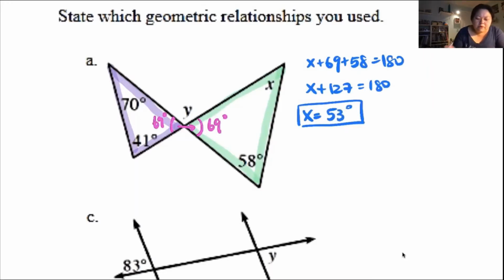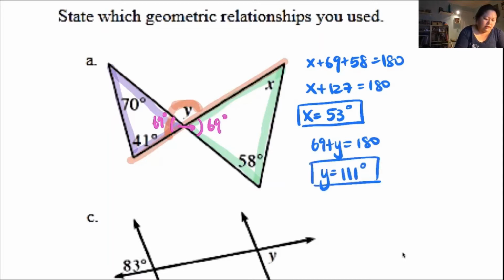Okay, what about y? Well, y, you got to look at another relationship. You got to look at the fact that, hey, y makes a straight line this way. So this angle 69 and this y will add up to 180 because they make a straight line. So then you can say, okay, well then 69 plus y equals 180. So that y must be 111. Okay. And that's it. You've solved for x and y.